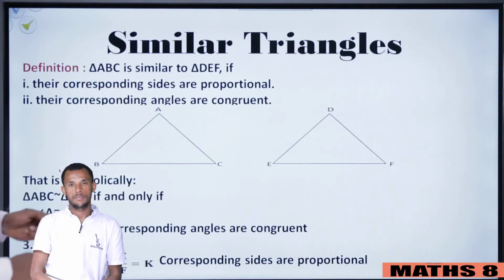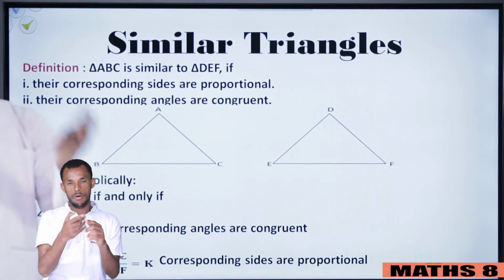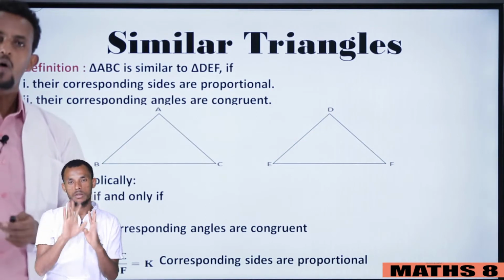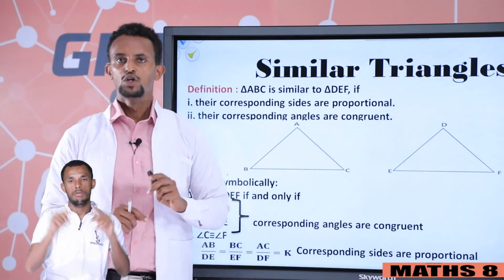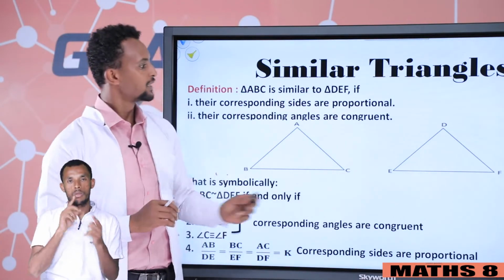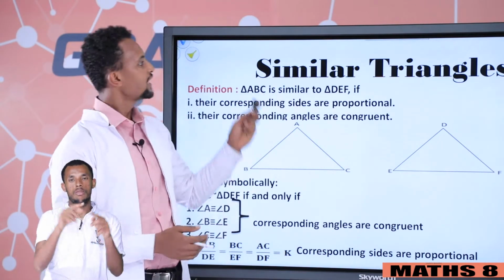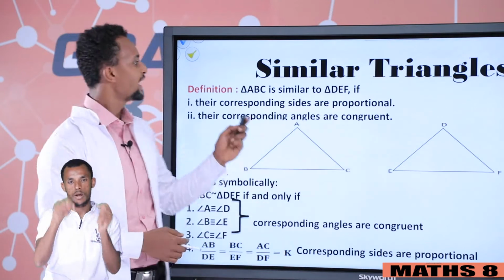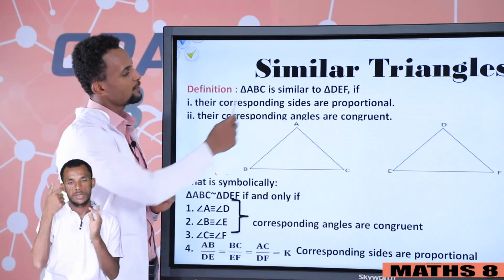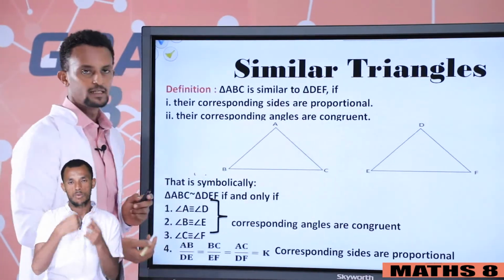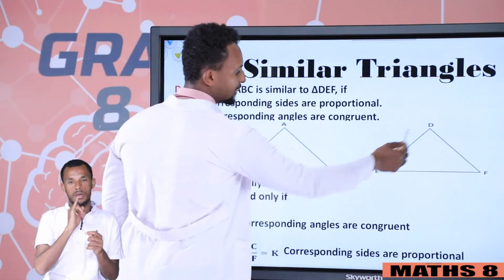So, the next is similar triangles. Let's specify it. From the similarity of figures, let's take one figure, that is the triangle. When we talk about the triangle, a three-sided polygon is called a triangle. To say these two triangles are the same, we have a formal definition. The formal definition says triangle ABC is similar to triangle DEF.